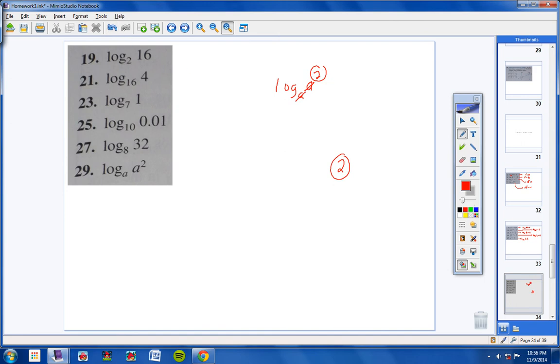But if you want to see it the long way, here's what we would do. We would say equals x. And then we say this: a to the x, this a here, this x here, equals your argument, which is a squared. So there we go. X equals 2. Alright, moving on.